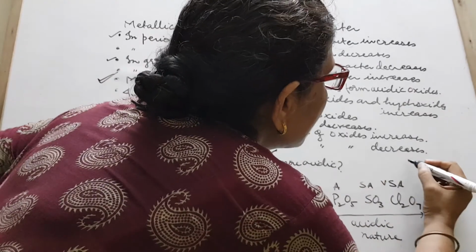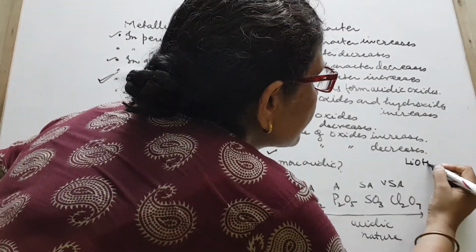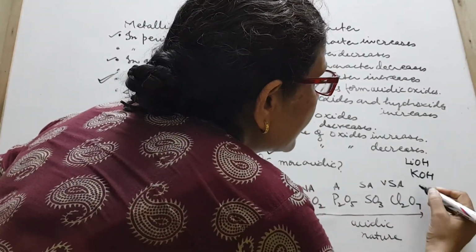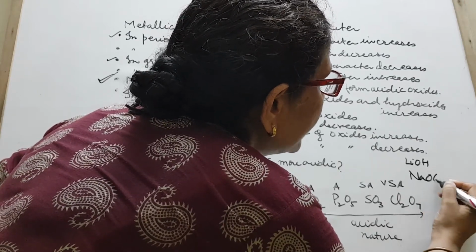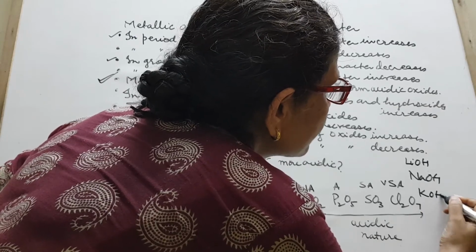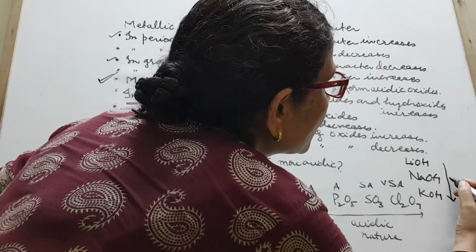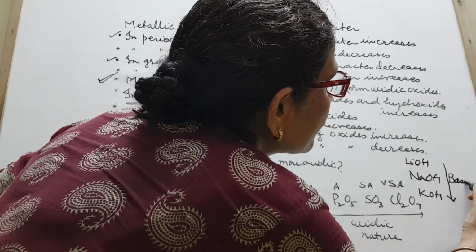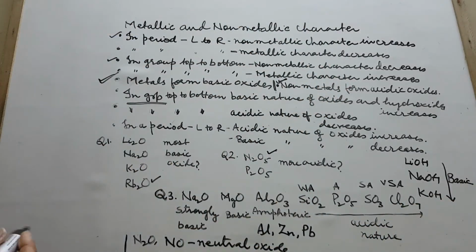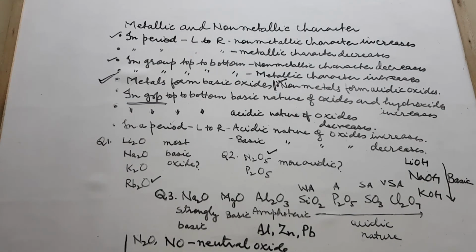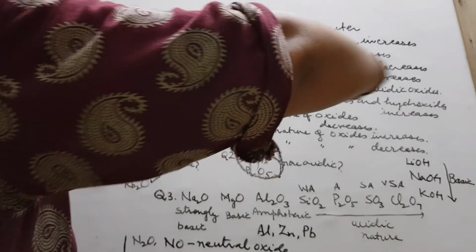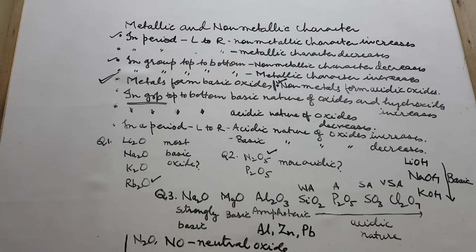Similarly, if they ask us, they are giving us lithium hydroxide, sodium hydroxide, and potassium hydroxide. This will be the increasing order of their basic character. Okay, basic character. So their oxides and hydroxides, if you move top to bottom in a group, their basic character increases, and this way acidic character increases. So this was all about your metallic and non-metallic character and the nature of oxides.